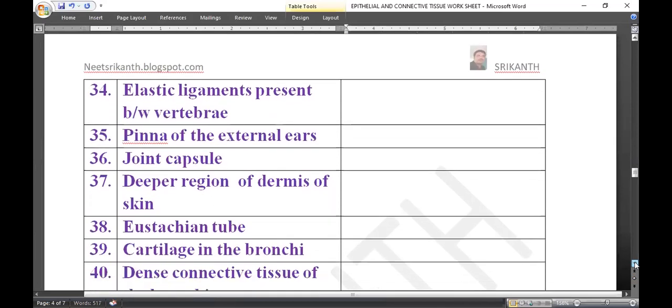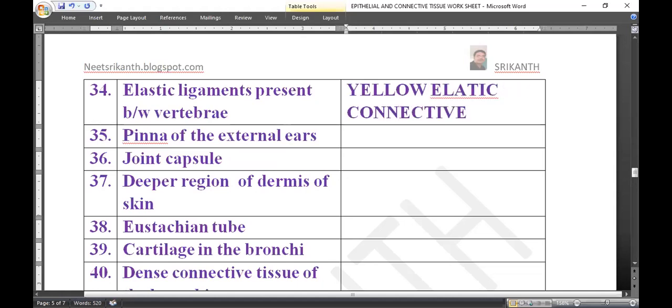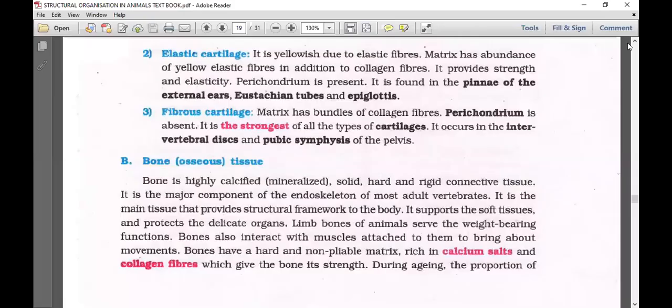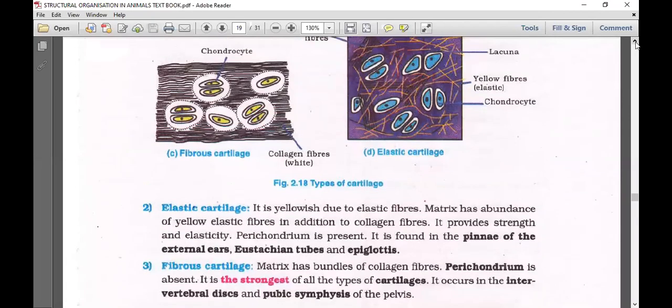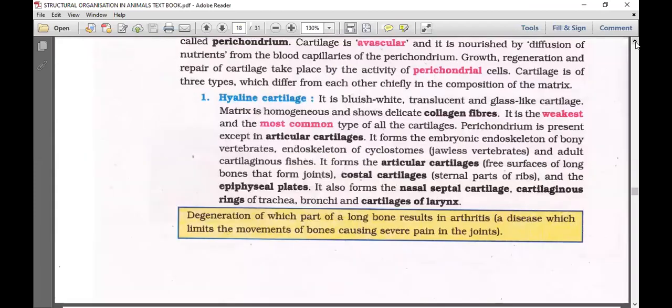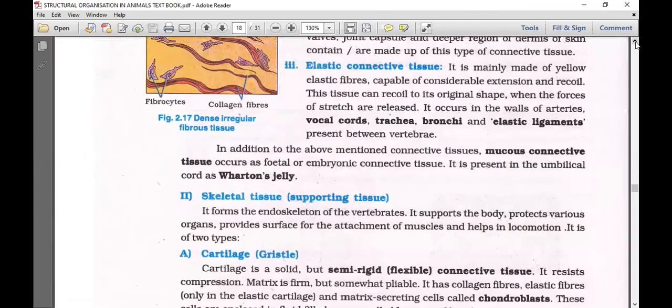Okay. Elastic ligaments present between vertebrae. Hyaline cartilage? No, this is not cartilage. It is yellow elastic connective tissue that we learned earlier. We didn't fill it in earlier, that's all. So that we learn under yellow elastic connective tissue.